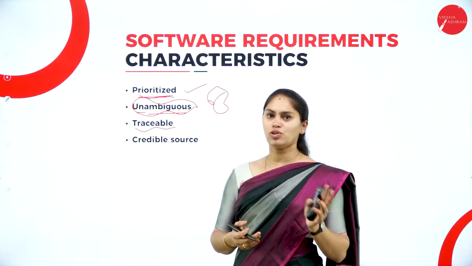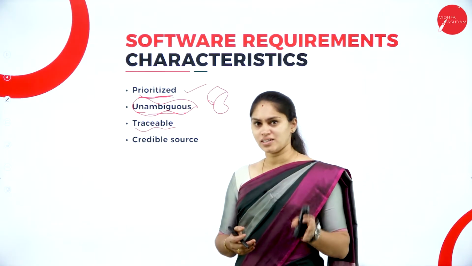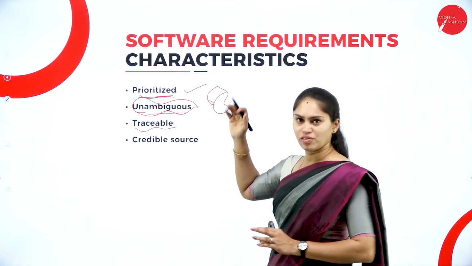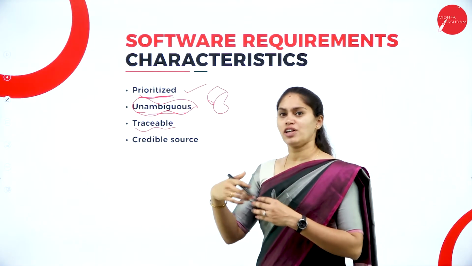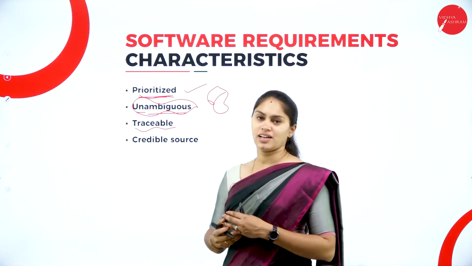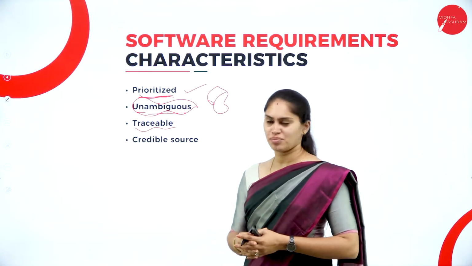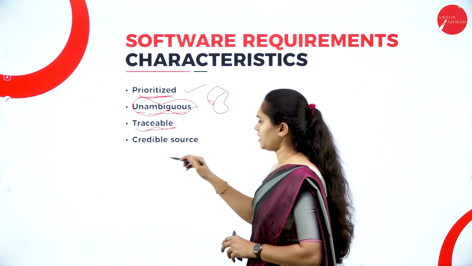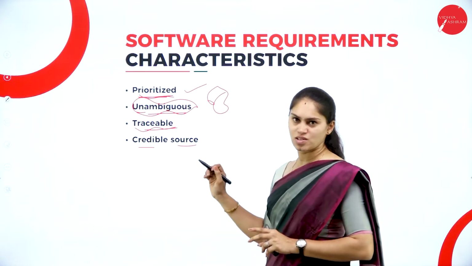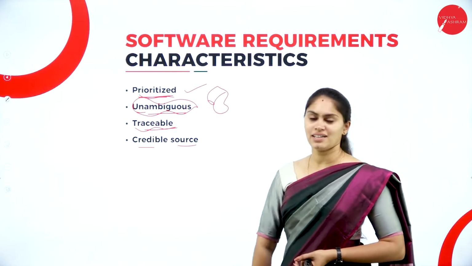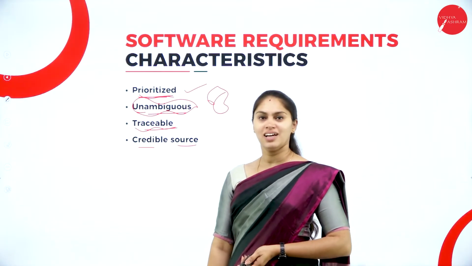So if I wanted to go backward, the requirement of a software needs to be traced, and if I wanted to check the future of that requirement, that must also be possible. So that traceability should be there, and a credible source. All these are the characteristics of software requirements.